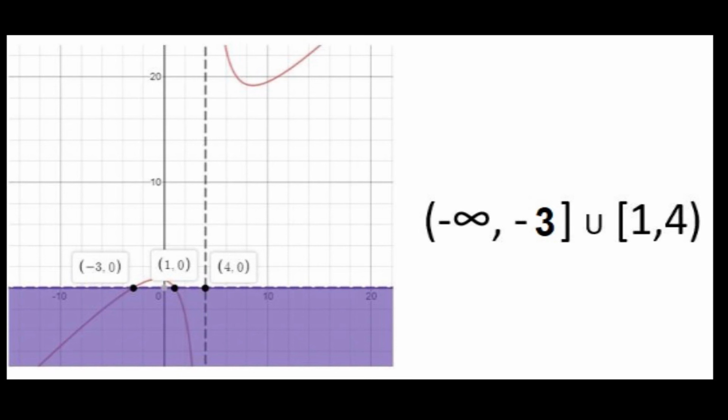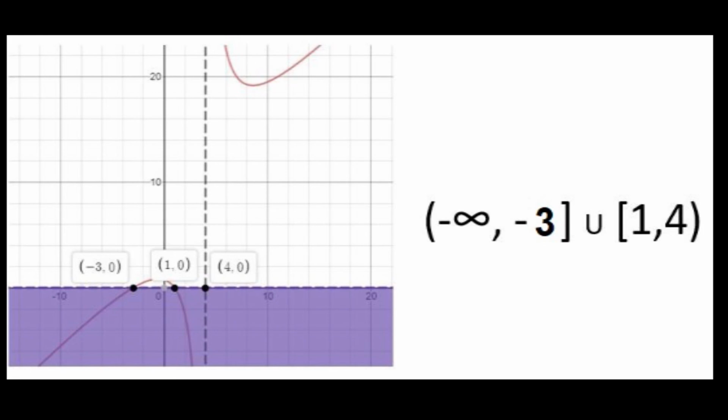And then it goes to -3. It does include -3 because it is equal to 0. Now once it passes -3, it's above 0, so I can't accept that. And then it hits 1, which I can accept because 1 does equal 0. And then it goes all the way down towards the negative values. And then you see here on the top, it jumps right back up.